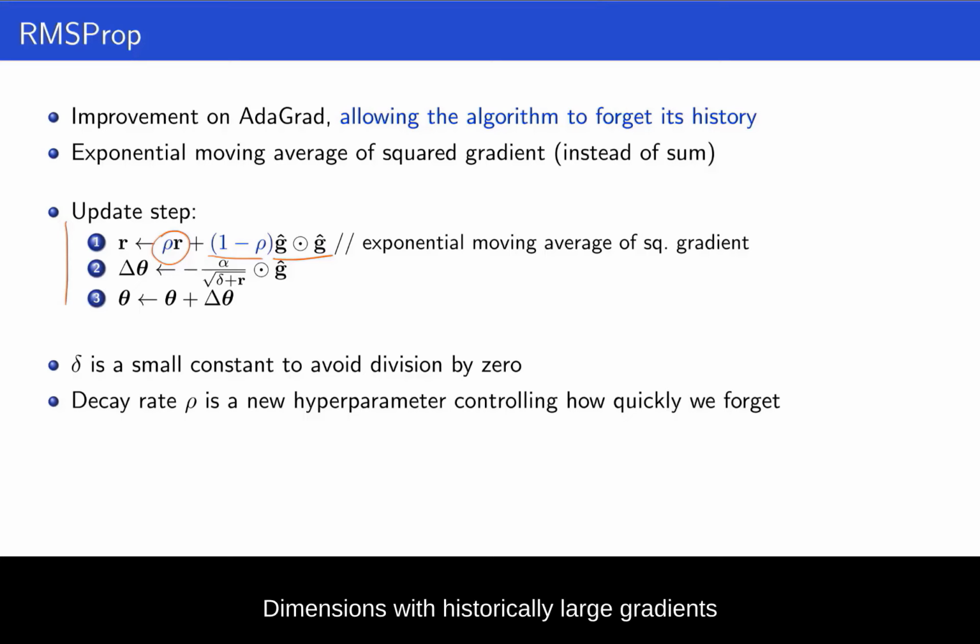Dimensions with historically large gradients now have a learning rate that is smaller. And well, the one new hyperparameter rho that is called the decay rate, this hyperparameter controls how quickly we forget. So if we set this to 0, then basically we forget immediately. And if we set it to 1, then we never forget, and we're very similar to Adagrad.